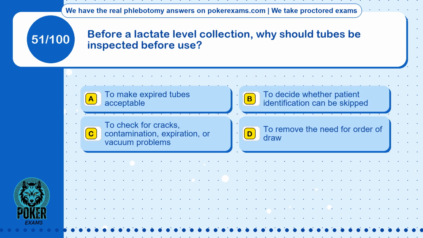Question 51. Before a lactate level collection, why should tubes be inspected before use? Option A. To make expired tubes acceptable. Option B. To decide whether patient identification can be skipped. Option C. To check for cracks, contamination, expiration, or vacuum problems. Option D. To remove the need for order of draw.